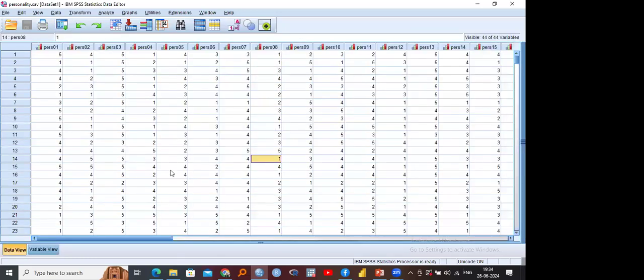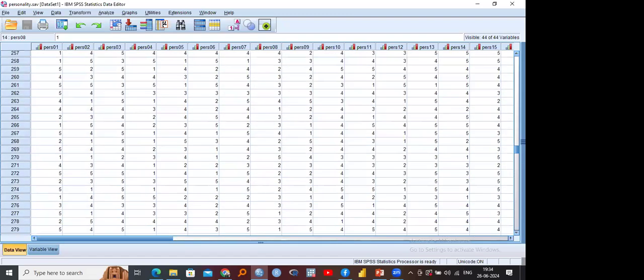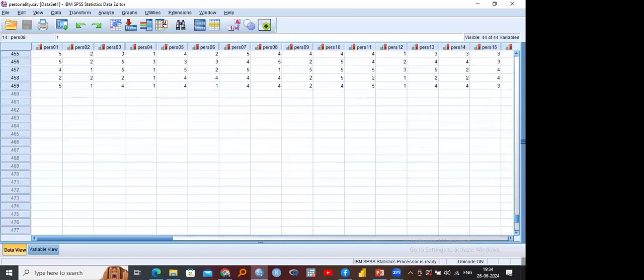Since we have 44 variables, how many observations do we have? Let us see. We have 459 observations. As I said, it should be at least 10 times, so at least 440 observations are needed. Here we have 459 observations and 44 variables.